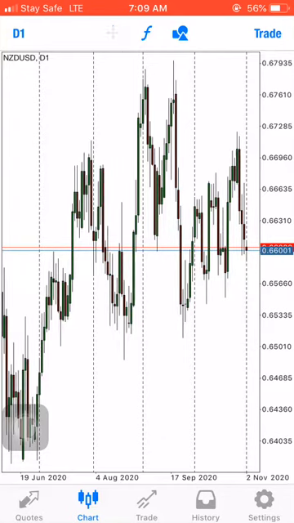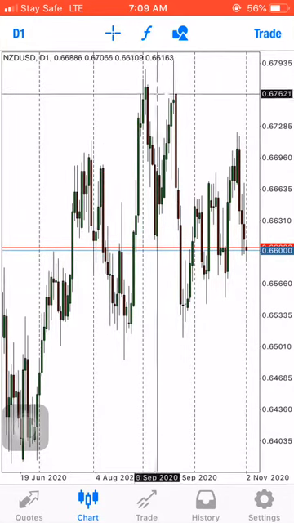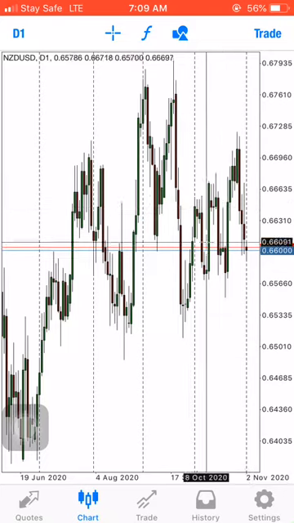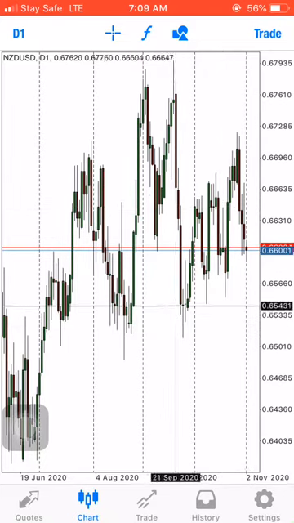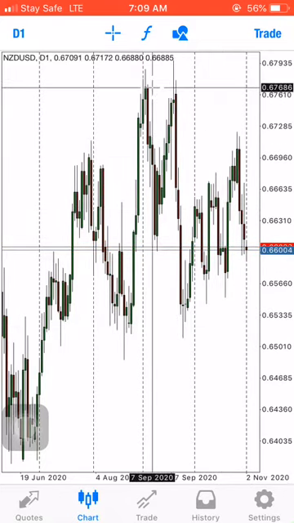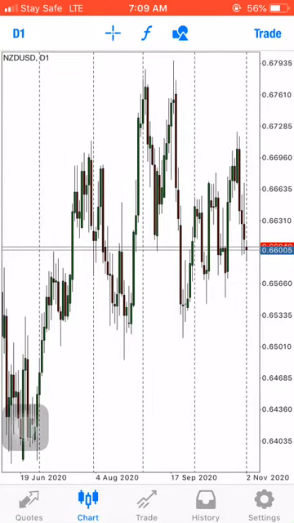So this week I'm going to be showing you what the NZD/USD is going to do. But remember, nothing is certain. Always use a stop loss. But this is a very good setup, which I am very confident will play out.